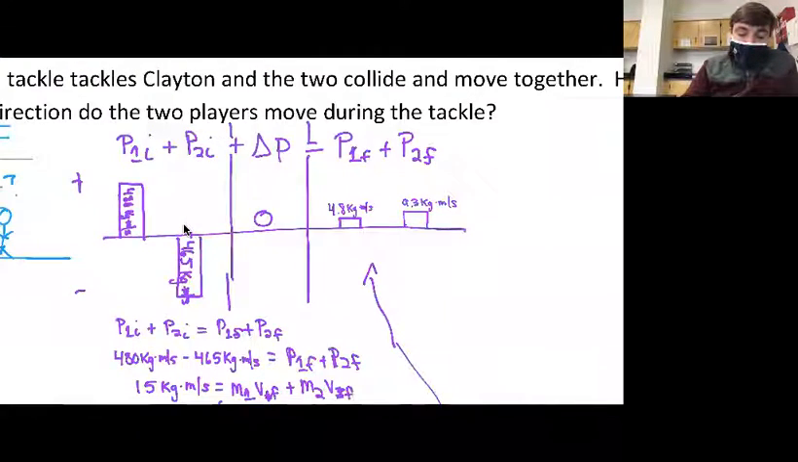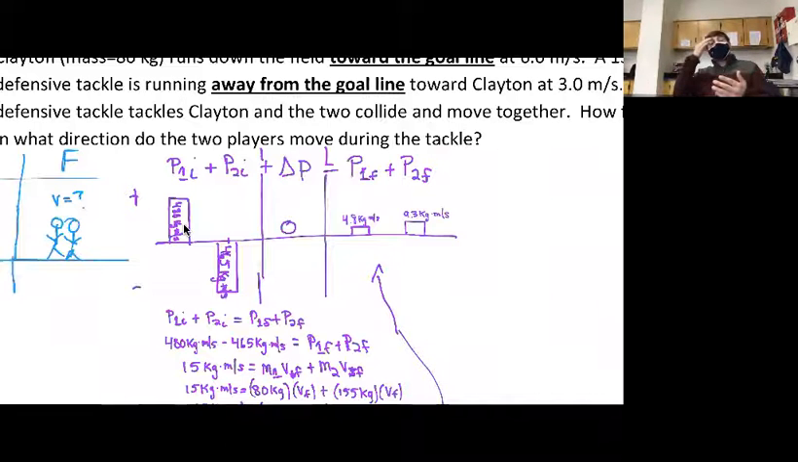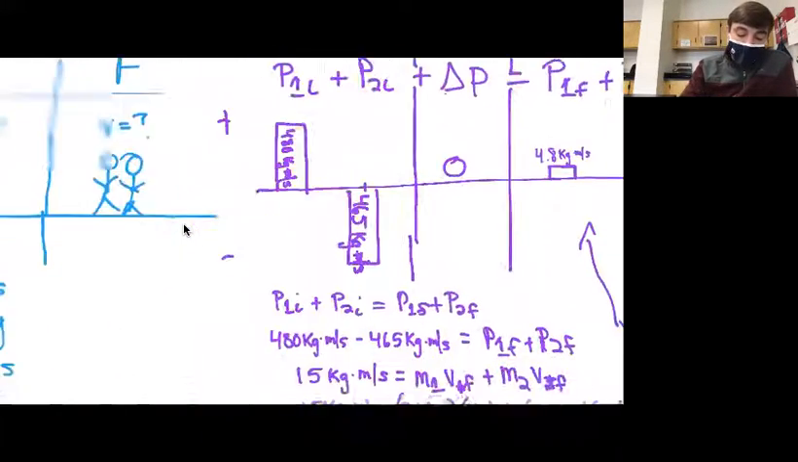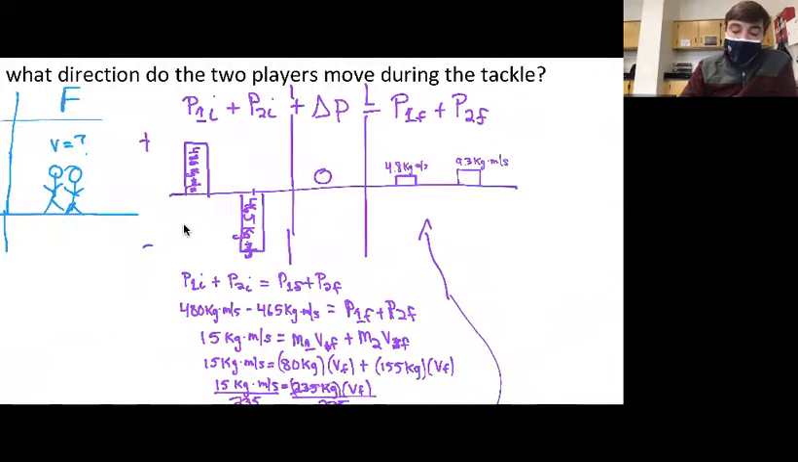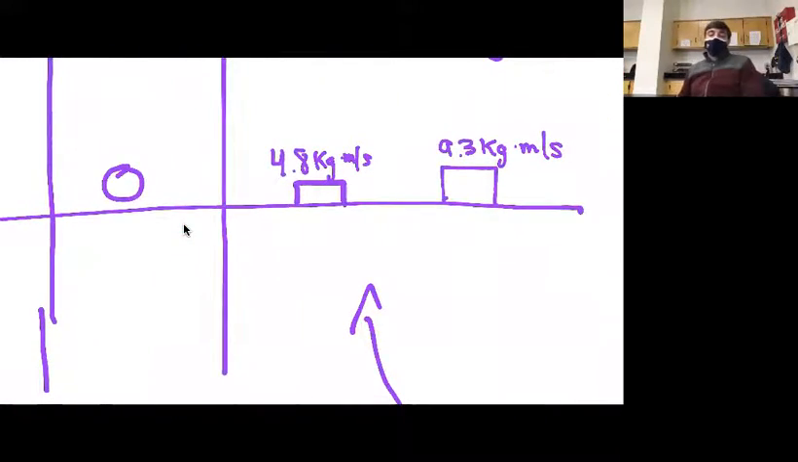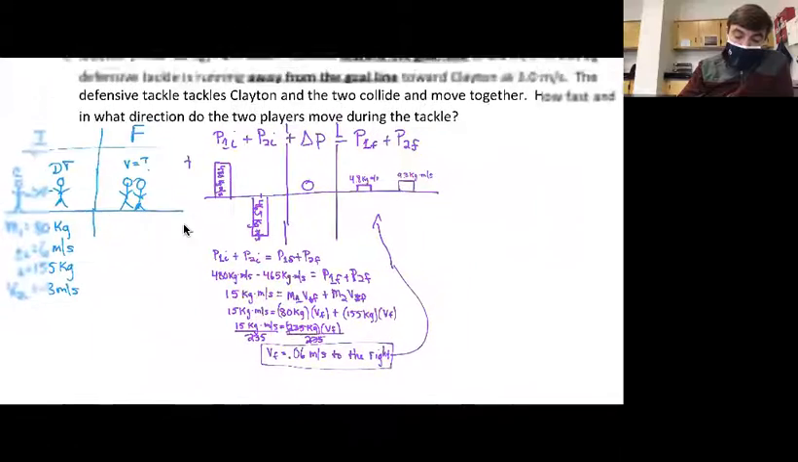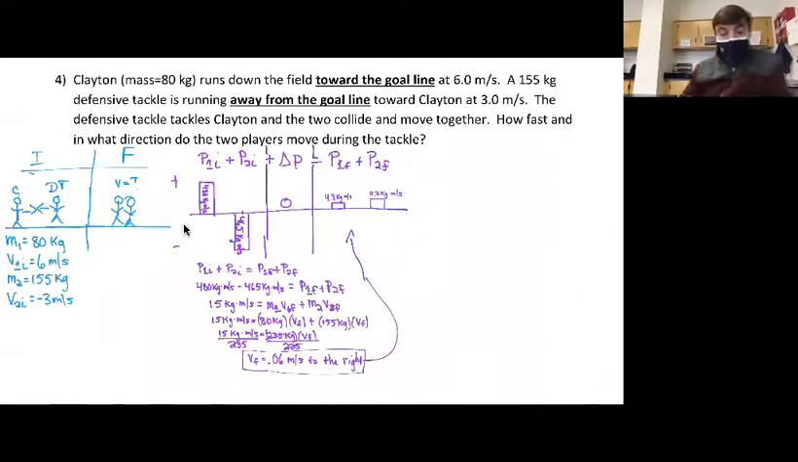And to check myself, I need to make sure the left side of my bar chart and the right side of my bar chart match up. So if I just do some quick math in my head, 480 and negative 465 on the initial side equals 15 kilogram meters per second. And then over here, 4.8 with some general rounding, 4.8 plus 9.3 equals around 15 kilogram meters per second. So those need to balance, and they do. That is how you solve momentum problems.